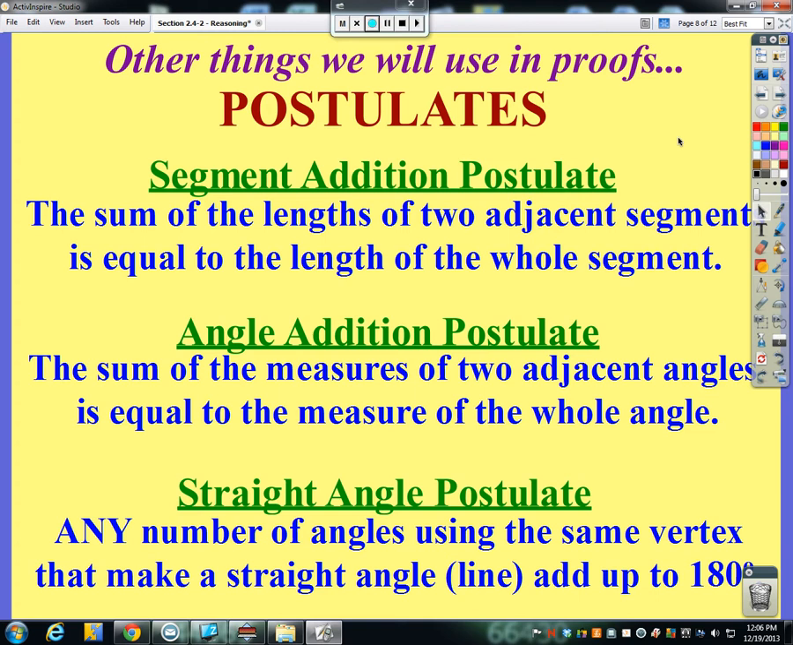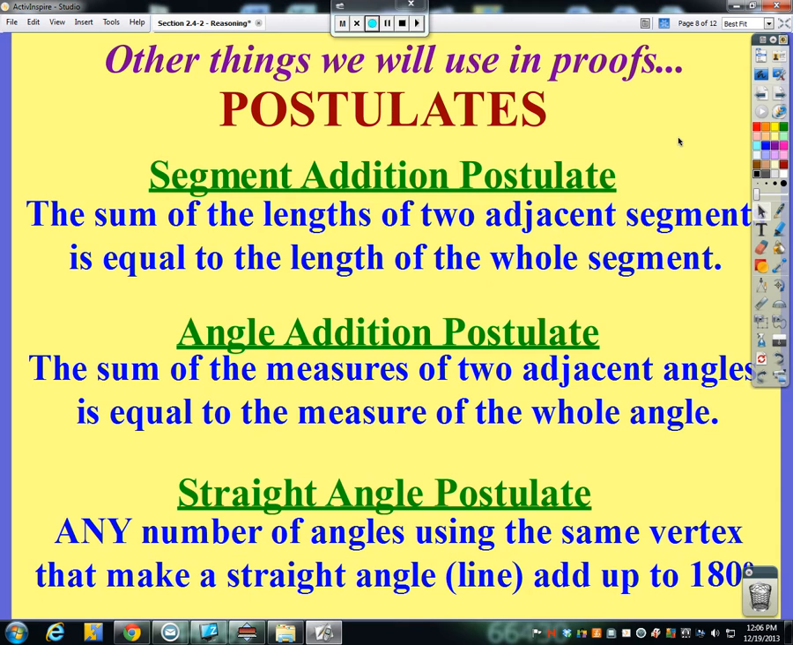These three things here, we've already discussed. We talked about these in the very first chapter of the year. But now we're actually going to have to refer to them by their names whenever we do proofs. So the first thing here, in your notes, it says the sum of the lengths of two adjacent segments is equal to the length of the whole segment.